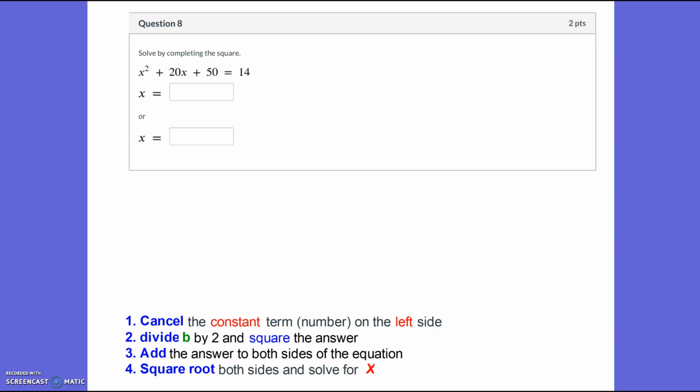On this one, it's the same thing. It's telling us to complete the square. So I'm going to let you go ahead and figure this one out on your own. Follow the steps that we have here.